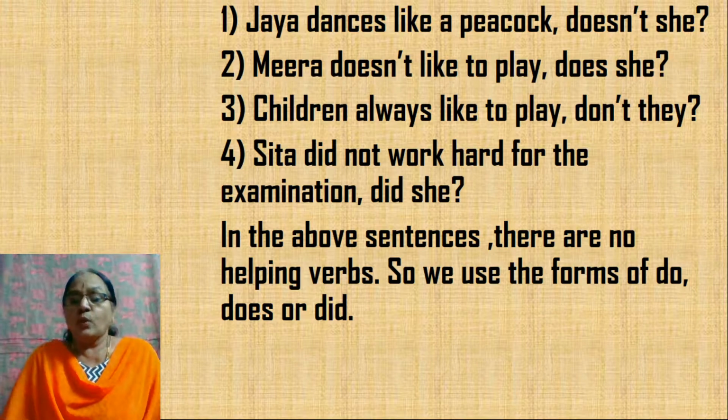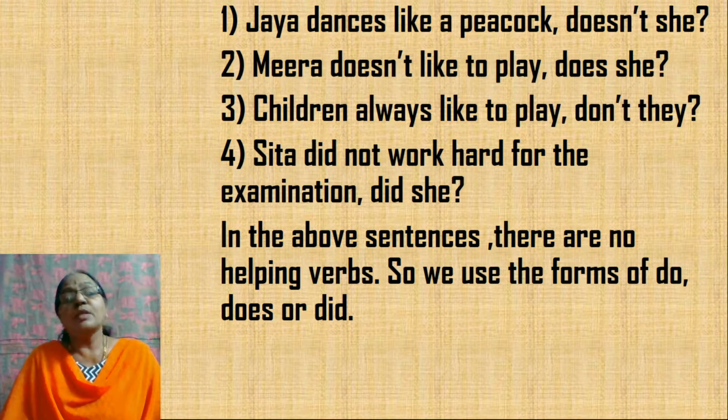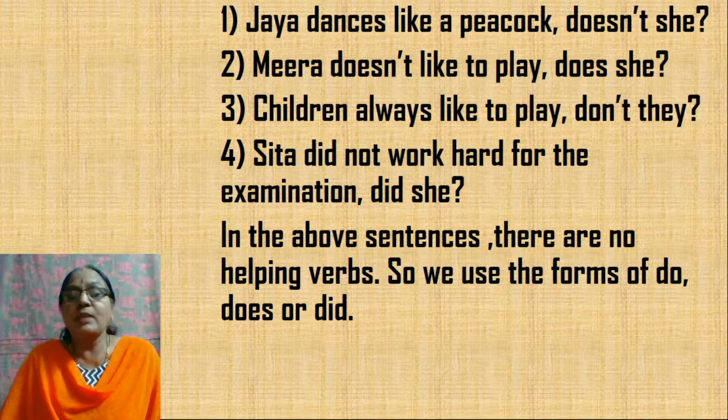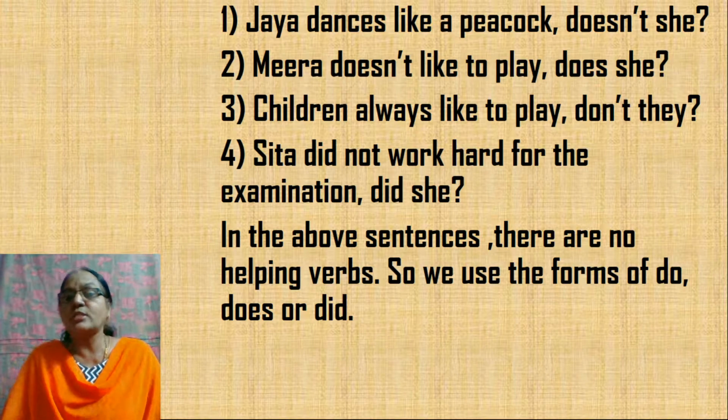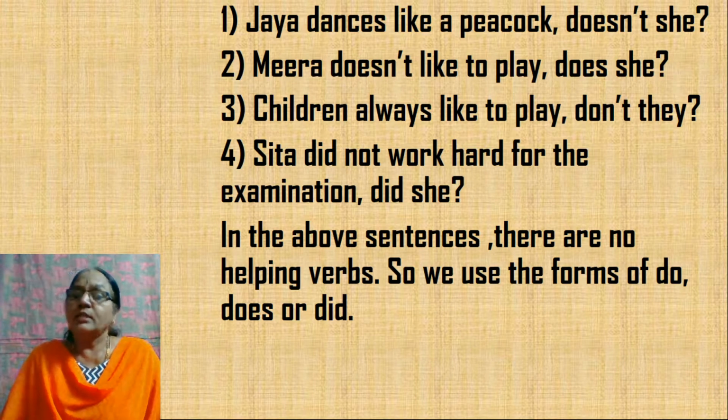In all these sentences, we find there are no helping verbs. And so, we use forms like do, does, or did. For example, Jaya dances like a peacock. Here, the main verb is dances. So, the question tag will be doesn't she. Then Meera doesn't like to play. That's a negative statement. So, we have a positive question tag, does she. Of course, you have to remember that in the question tag we use the pronoun and never a noun.